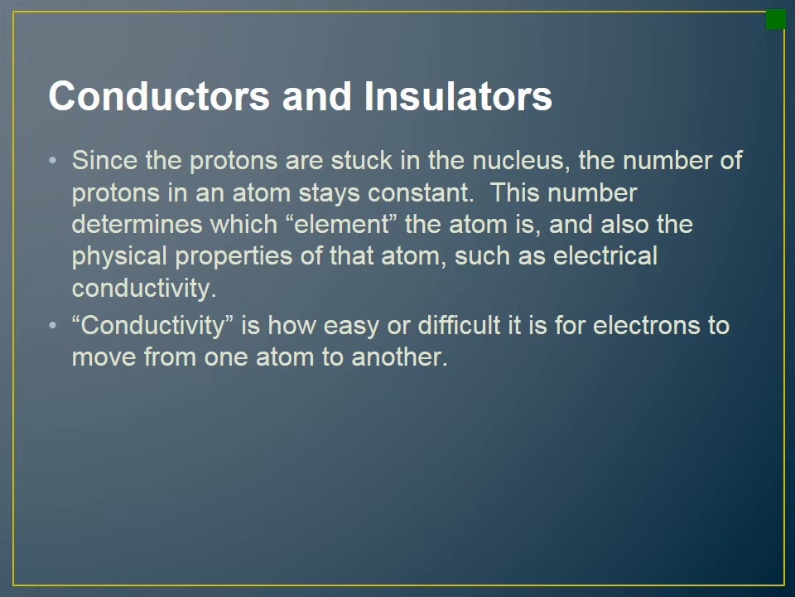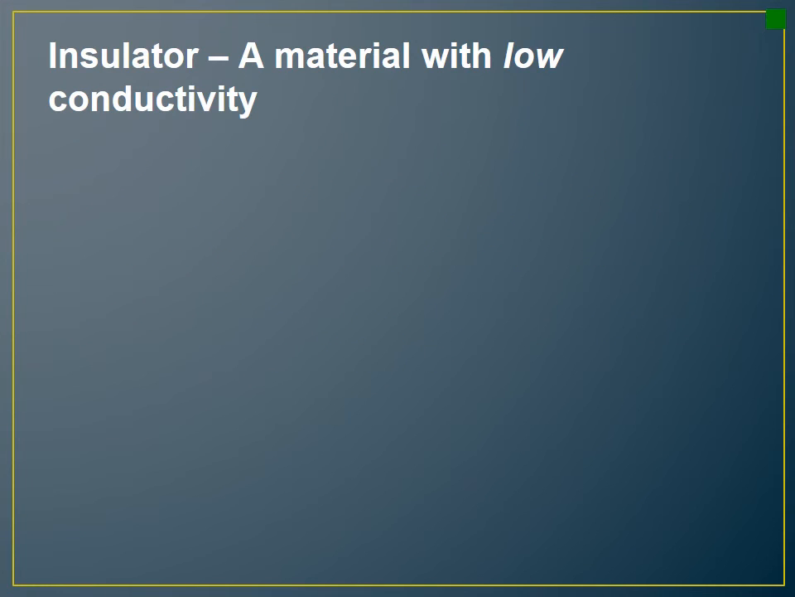Conductivity is how easy or difficult it is for electrons to move from one atom to another. So certain elements have high conductivity while others don't. One category of materials is known as insulators, which is a material with low conductivity. This means that the electrons do not move easily from one atom to another.